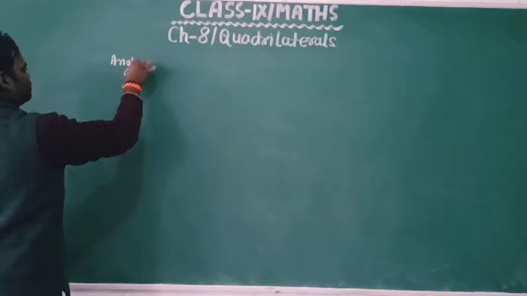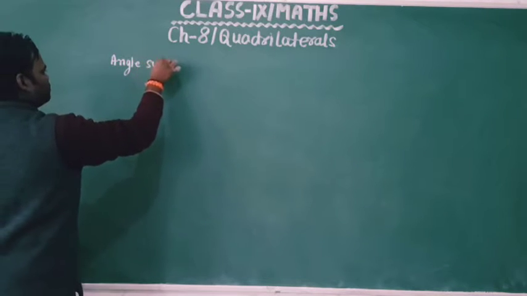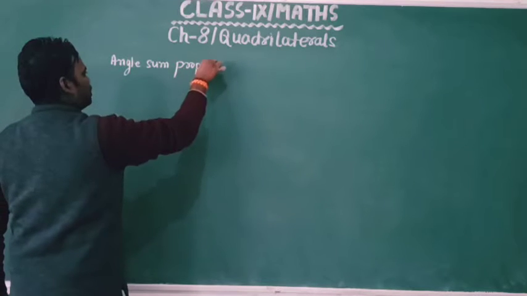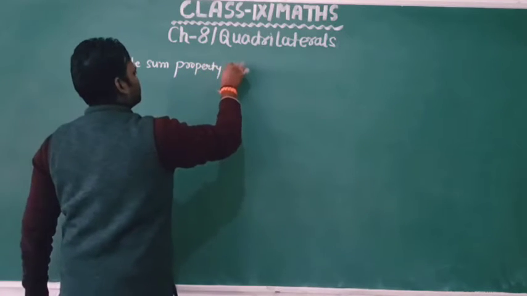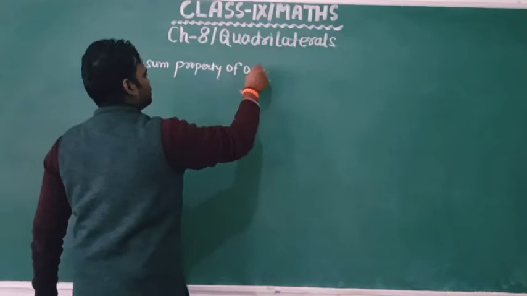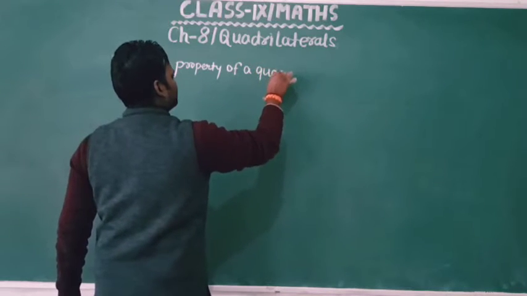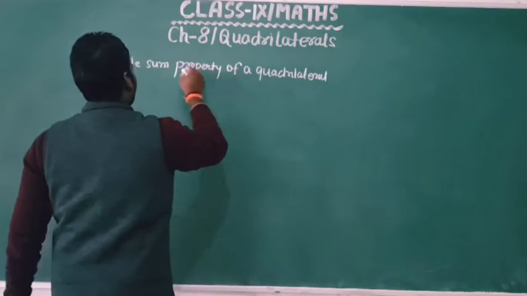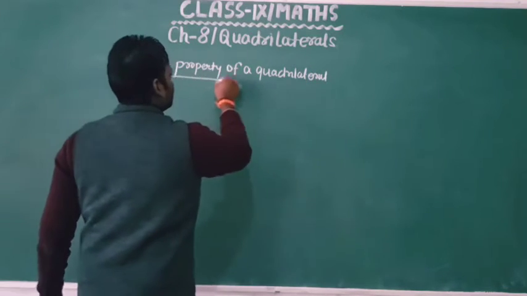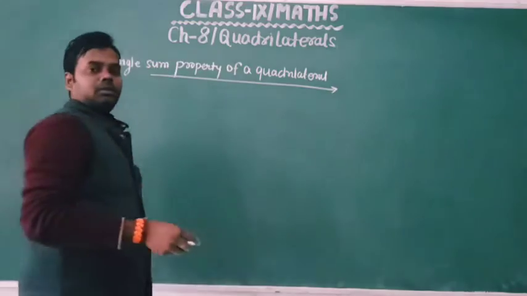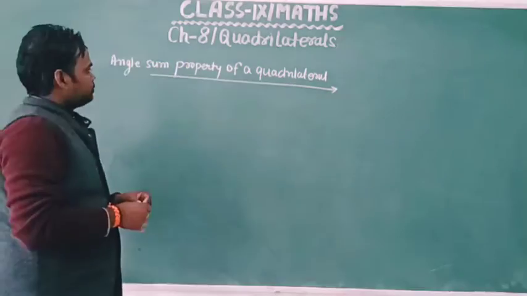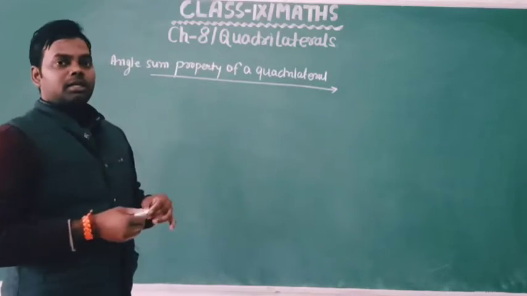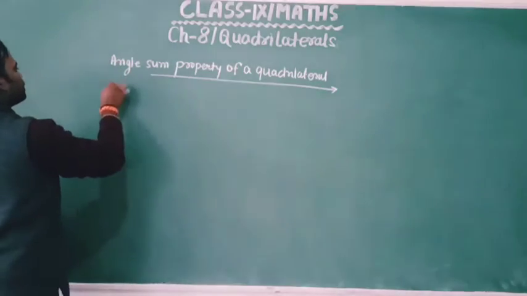Angle sum property of a quadrilateral. Okay, this is our topic. So dear children, the sum of the angles of a quadrilateral is 360 degrees.